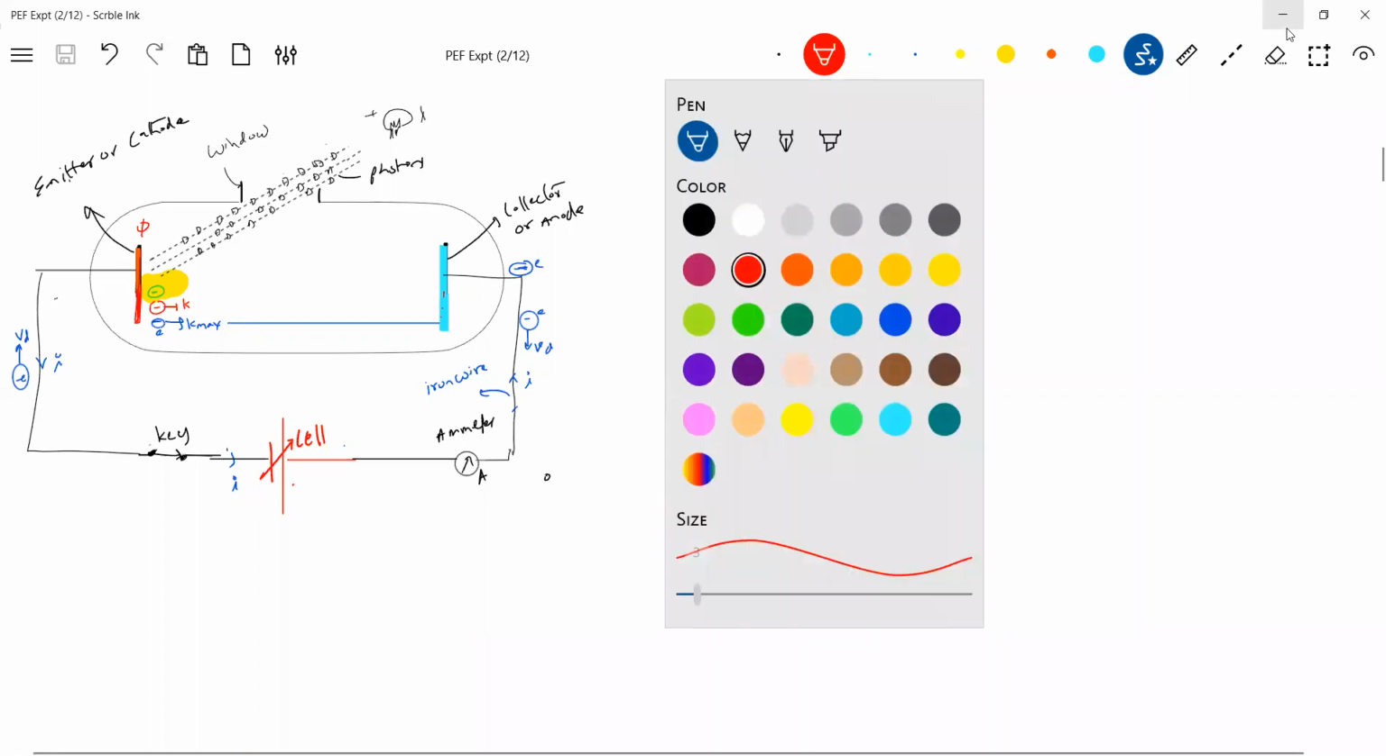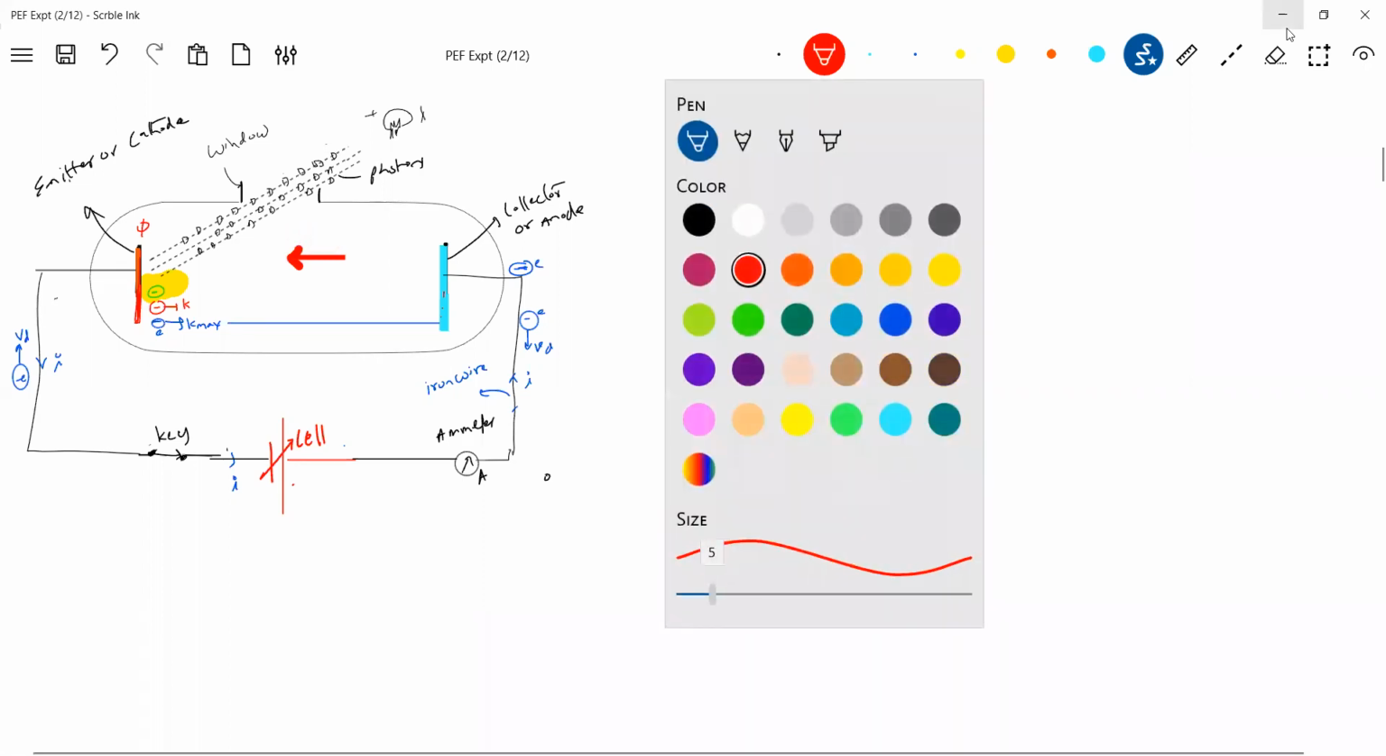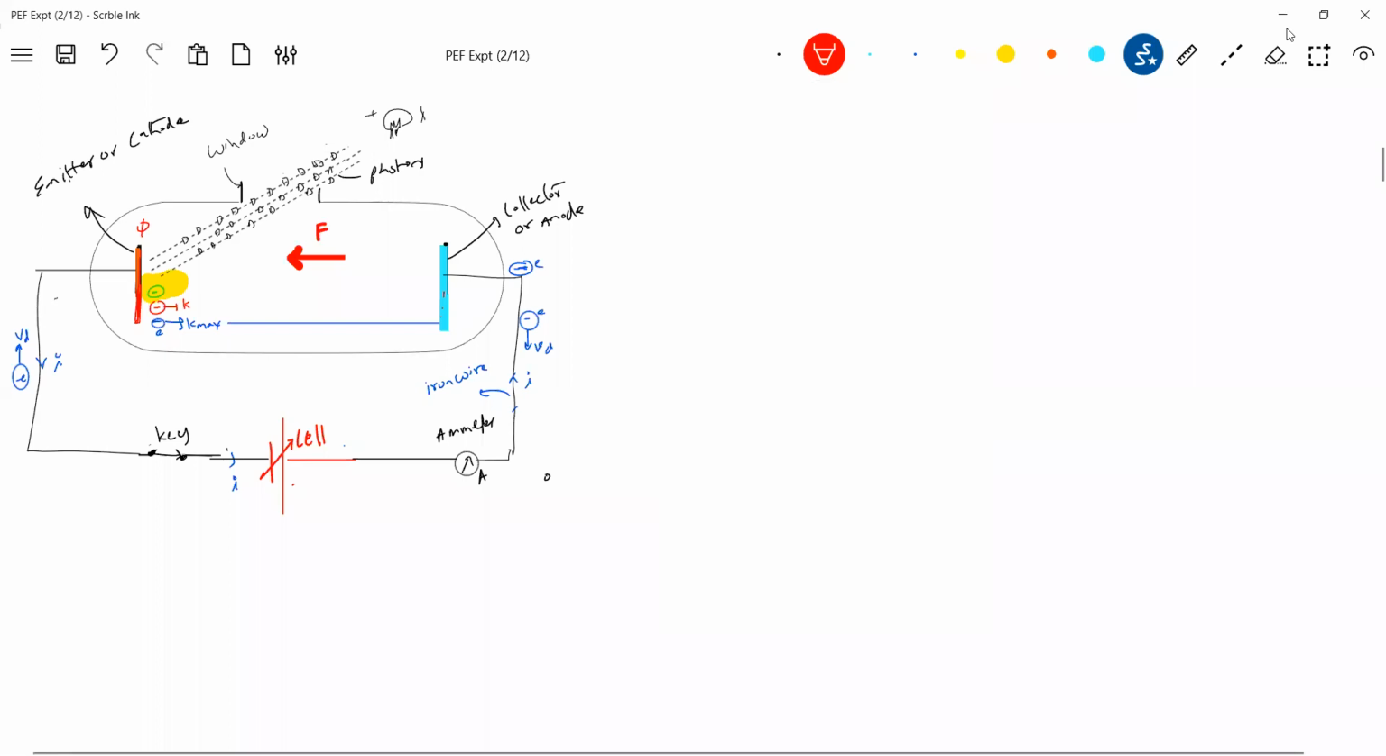In every numerical, you just show this E bar. This is very important. Now the E bar, who will produce this E bar? E bar will be produced by the external source. In every numerical, just show this E bar.